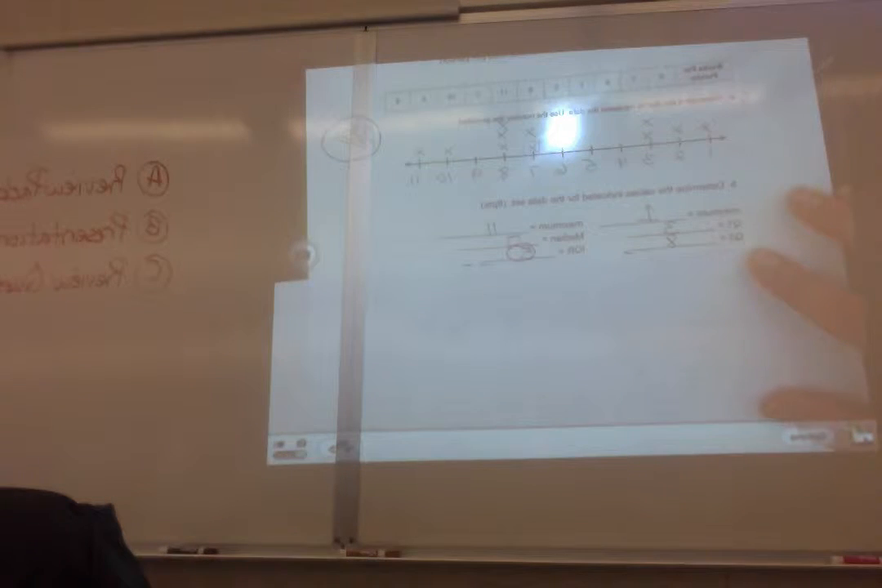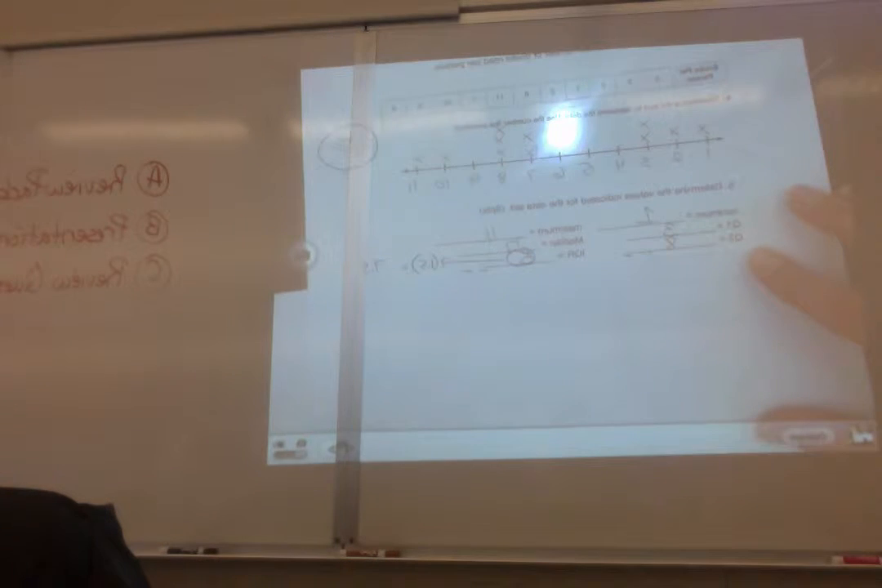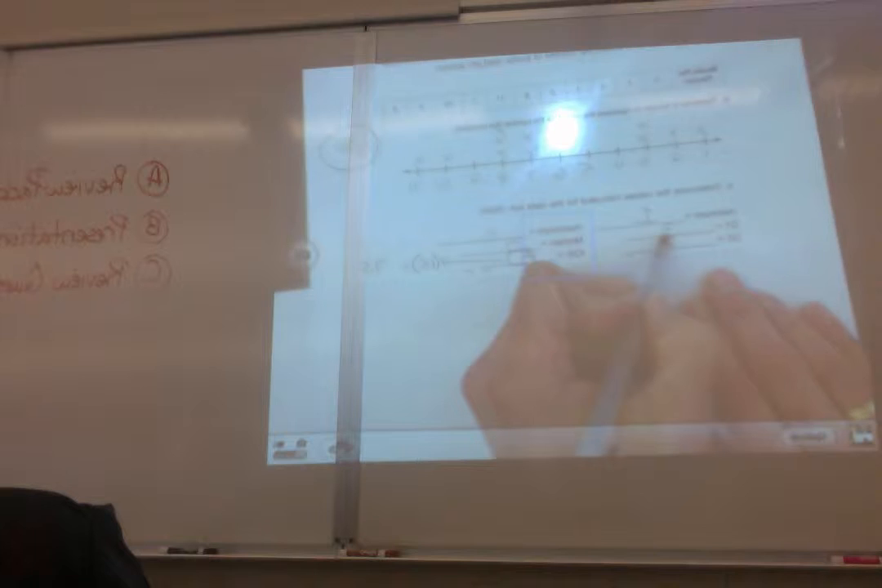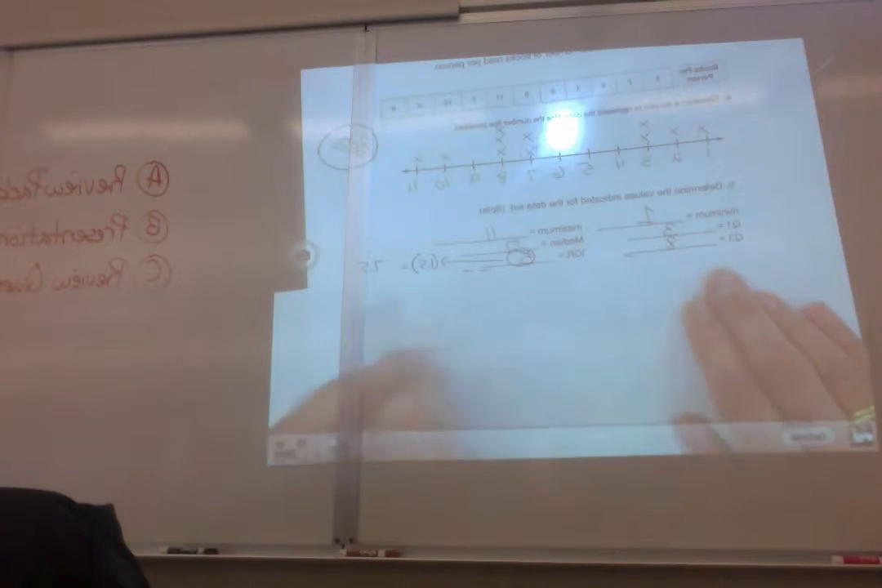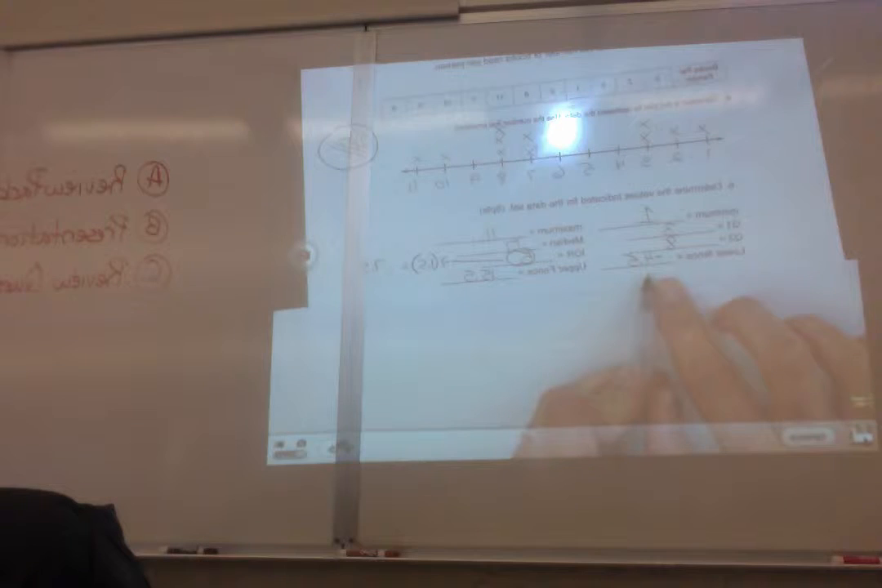Okay, now upper and lower fence, you take this, you first times it by 1.5. That's going to be 7.5. The 7.5 gets subtracted from Q1 and added to Q3. You want to go down lower than Q1 by 7.5 and up farther than Q3 by 7.5. So lower fence, negative 4.5. Upper fence, 15.5.